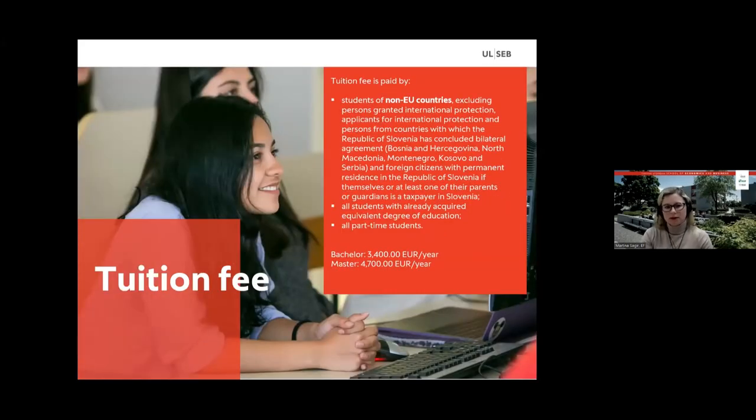I would like to move to a new topic, which is tuition fee. I believe all of you know who pays tuition fee and who not. So the majority of EU countries and countries with which we have a bilateral agreement do not pay tuition fee, but if you're coming from another non-EU country, you will need to pay tuition fee, which is for bachelor's study 3,400 euros per year for full-time study. Or if you choose master, it's 4,700 euros per year, also for full-time study.